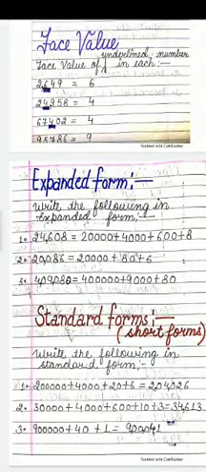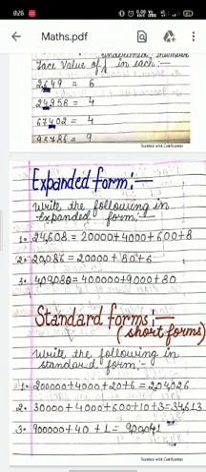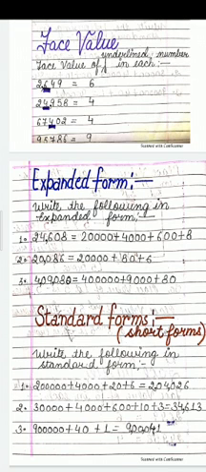Next, third, 4,09,080. Here 4 lakh, the first number is written as 4. Then how many numbers are after that? There are 1, 2, 3, 4, 5. 5 numbers are there. We'll write 5 zeros on the place of those 5 numbers. Then the next digit is 0. We will not write 0. 0 is neglected.